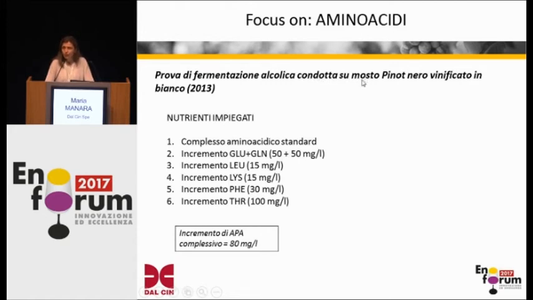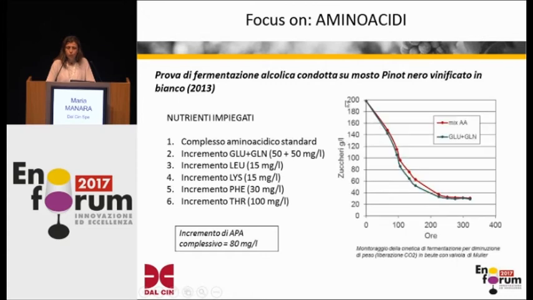By the way, proline is one of the prevalent amino acids in must, and is one of those that are less often metabolized. We also ran fermentation tests in the lab using as our substrate a standard amino acid complex, trying to increase the levels of the individual amino acids. We increased in particular the level of glutamic acid and glutamine, leucine, lysine, phenylalanine, and threonine, keeping the overall increase of assimilable nitrogen, resulting from inorganic and organic nitrogen, at around 80 milligrams per liter. These are the results of the fermentation test of a Pinot Noir must vinified to make a white wine.